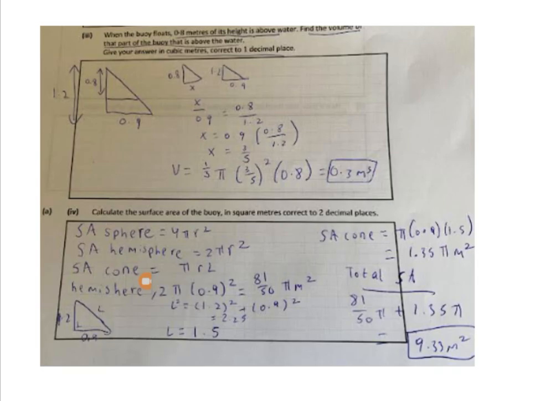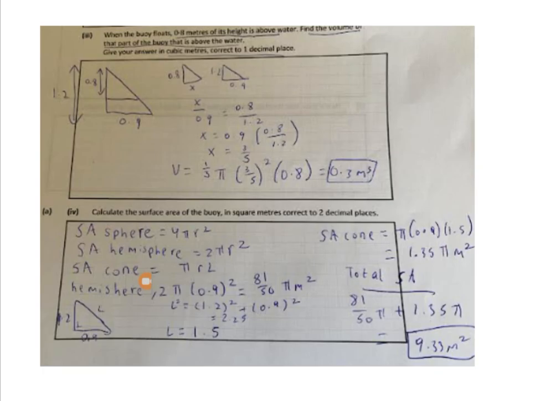So then we have the radius and the height of the small cone. We can use the same volume formula from the last part to get an answer for the volume of 0.3 meters cubed. That answer there was worth another 10 marks.